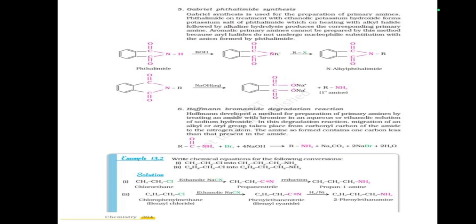Hofmann bromamide degradation reaction. Hofmann developed a method for preparation of primary amines by treating an amide with bromine in an aqueous or ethanolic solution of sodium hydroxide. In this degradation reaction, migration of an alkyl or aryl group takes place from the carbonyl carbon of the amide to the nitrogen atom. The amine so formed contains one carbon less than that present in the amide.